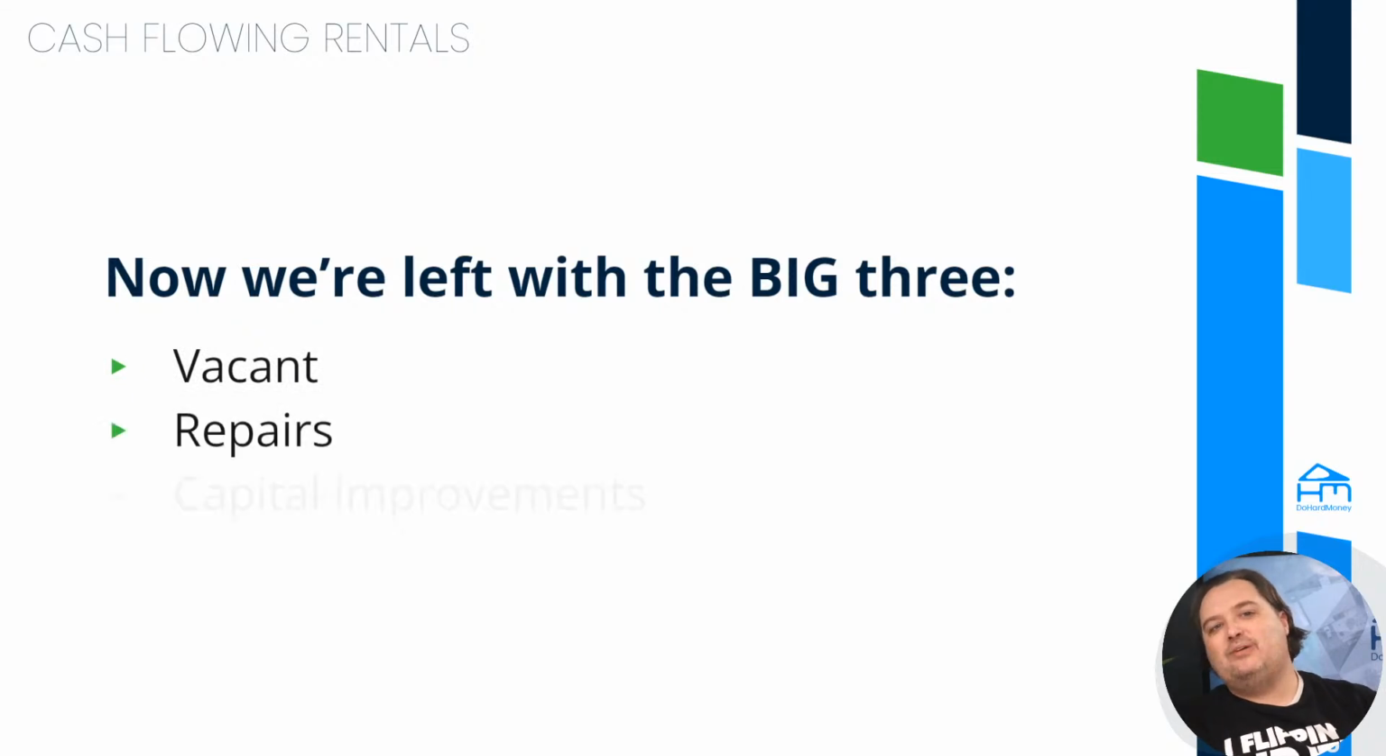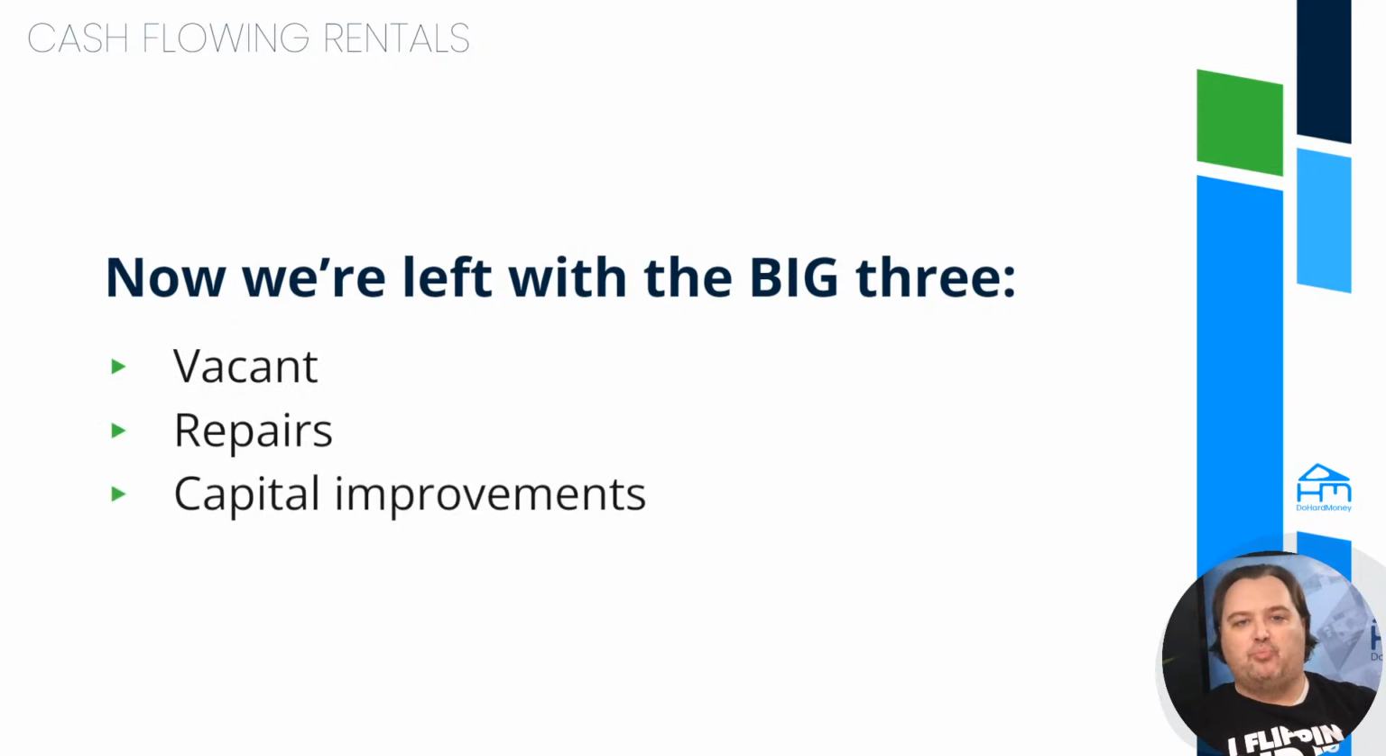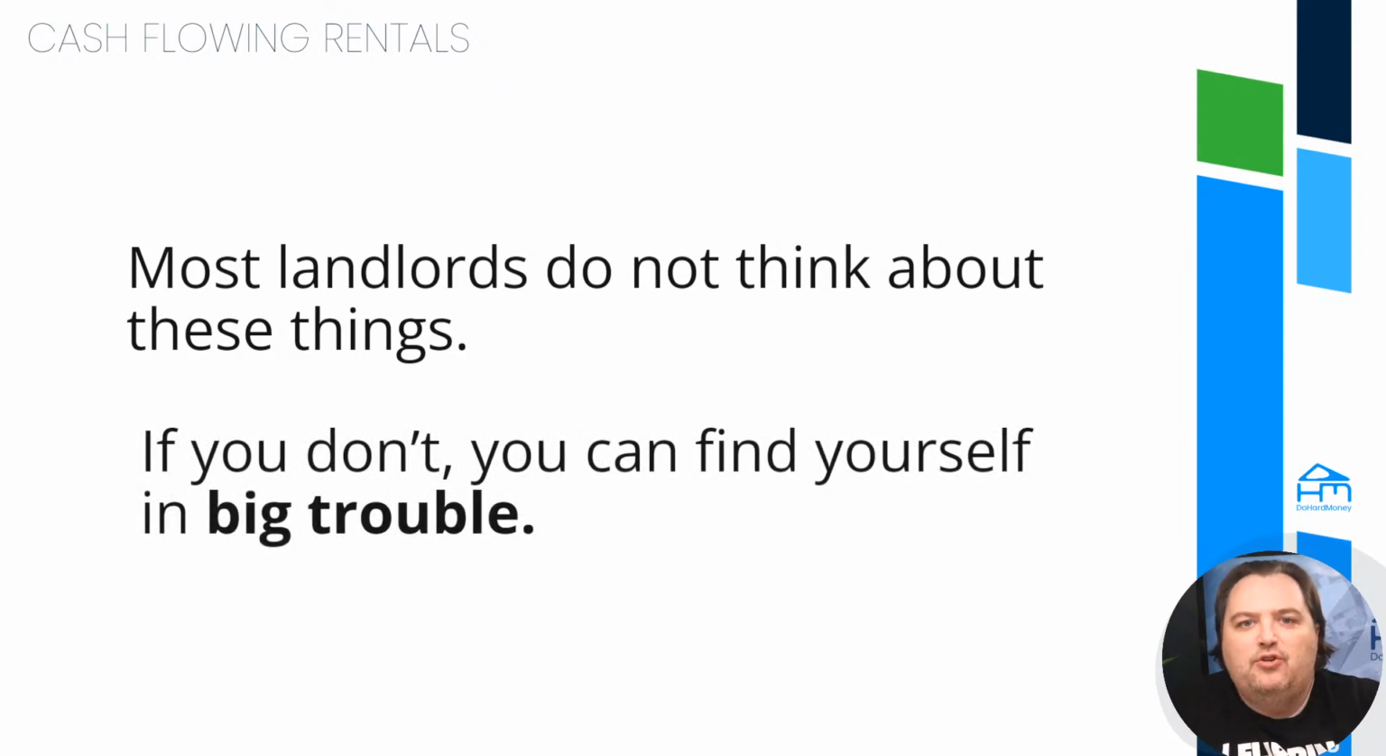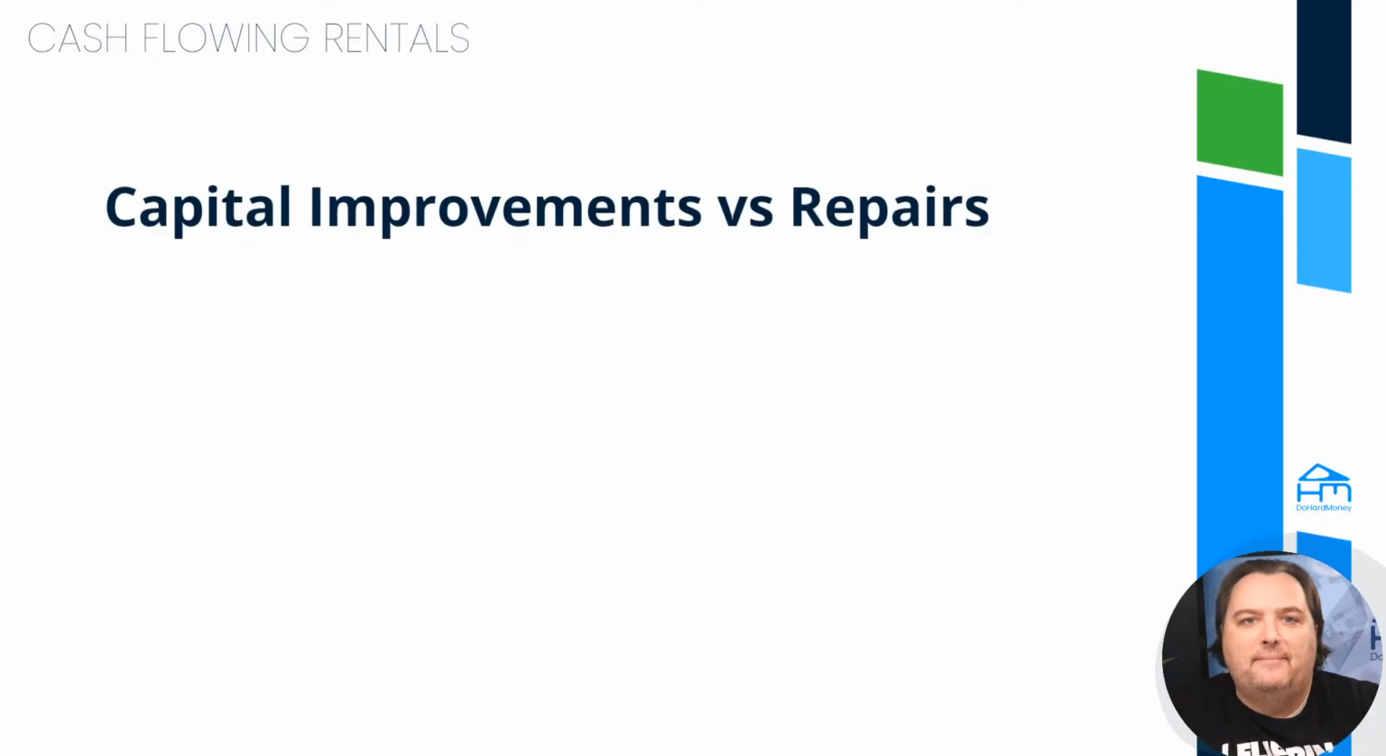So where I left off, now we're talking about the big three: vacancy, repairs, and capital improvements. So you've got your PITI, and you've got the tenant taking care of the utilities, water, sewer, and garbage. But these are the big ones, and this is what most people forget. Most people don't even think about or calculate these, and these are the biggest costs that are going to kill you if you don't do it right. Vacancy is number one. Most landlords don't think about that. If you don't, you can find yourself in big trouble.